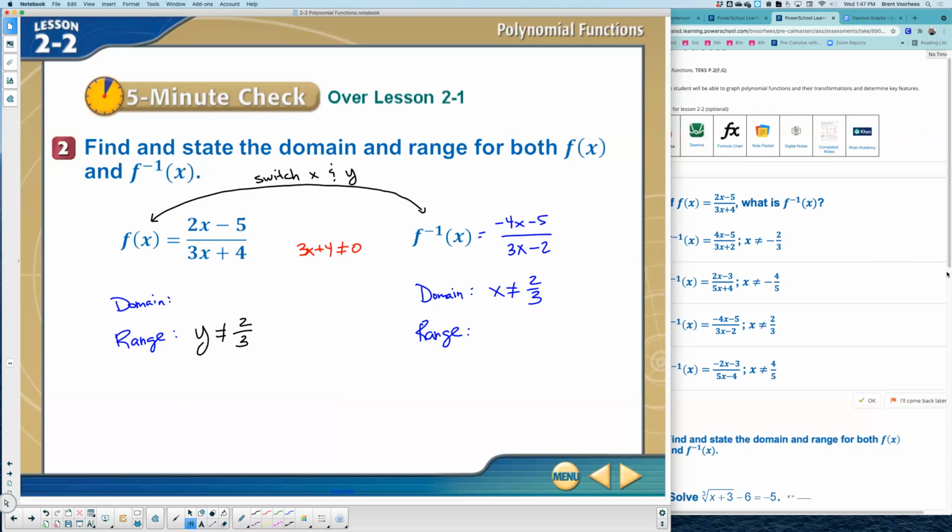What would you do first? Subtract 4. So 3x cannot equal -4. And then do what next? Divide by 3. So now we found this one's domain. X cannot equal -4/3. What does that mean about the inverse's range? Y cannot equal -4/3. Okay, did that make sense how I just came up with that?